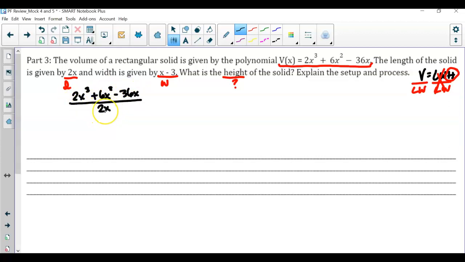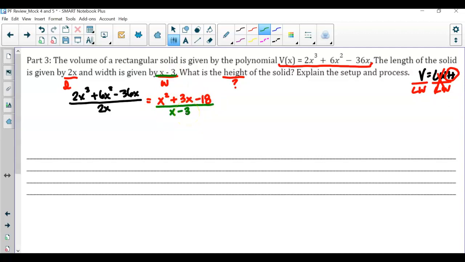divide that by 2x. So now here I've got, well, 2 divided by 2 is 1, so here, and then x cubed divided by x is now x squared. Then 6 divided by 2 is 3. Then x squared divided by x is now just 1x. Then negative 36 divided by 2 is negative 18, and then x divided by x, so we're left with just negative 18. Now, this again is not our final answer because we still need to divide by the width, which here is the x minus 3. So I still now need to divide this value now by x minus 3.